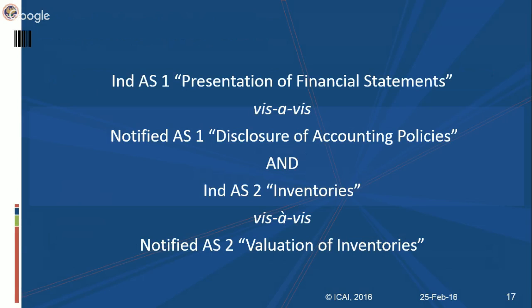Now come to the specific portion of the chapter, which is very important. 39 Ind AS and corresponding AS, the differences therein. Ind AS 1, presentation of financial statements, vis-a-vis notified AS 1, that is existing AS 1, disclosure of accounting policies, and Ind AS 2, inventories, vis-a-vis notified AS 2, valuation of inventories, was already covered in the session which was taken on 17th February.